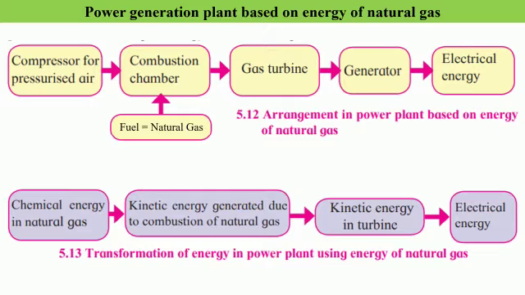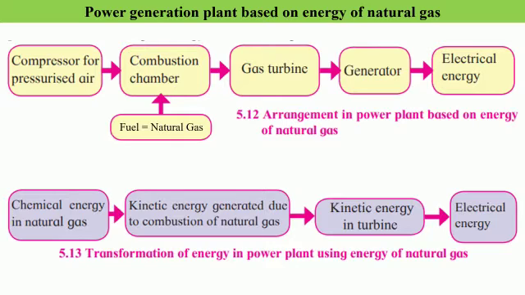Natural gas is a naturally occurring hydrocarbon gas, and it comprises chiefly methane. Along with methane, we can even find carbon dioxide, nitrogen, hydrogen sulfide, helium, and other alkanes. So these are the various gases that we find in natural gas, but primarily it comprises methane.